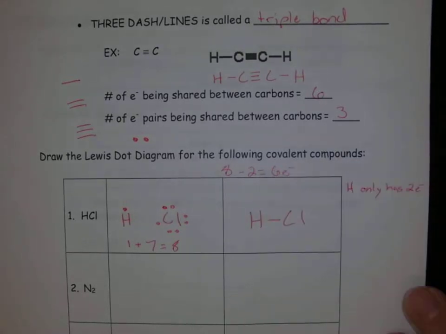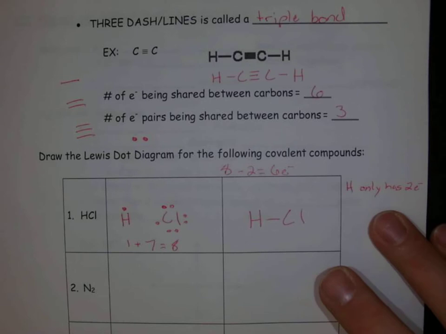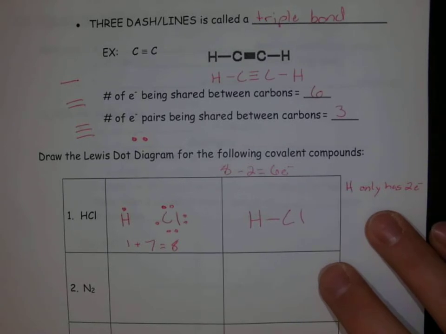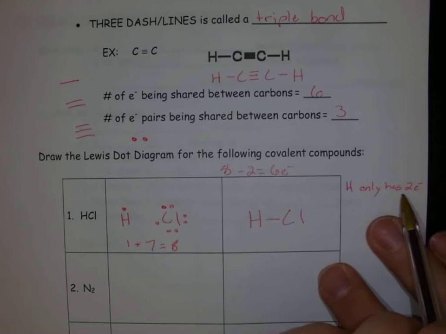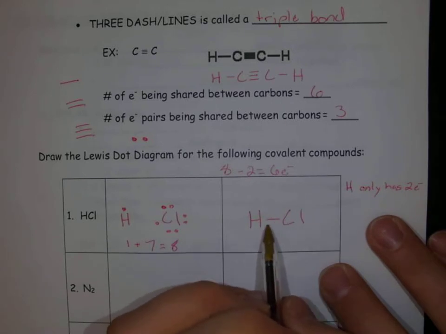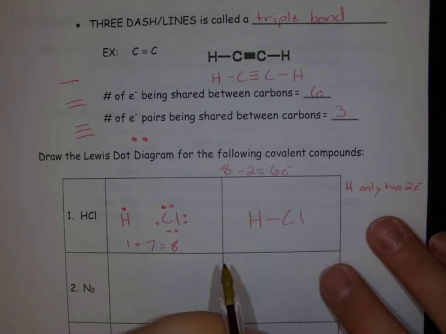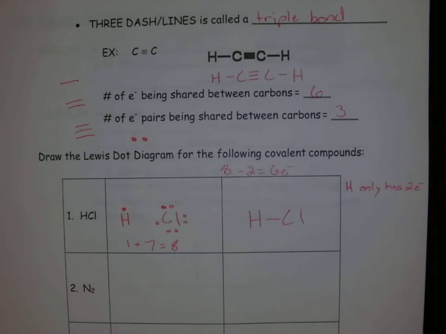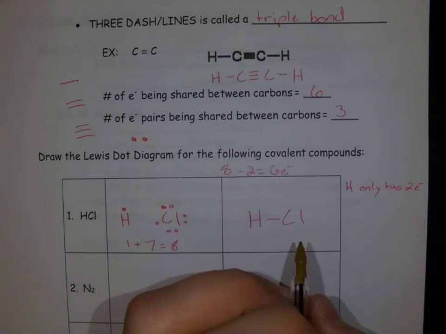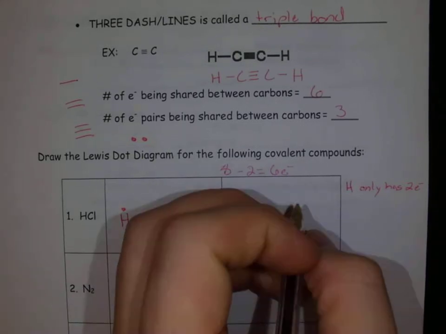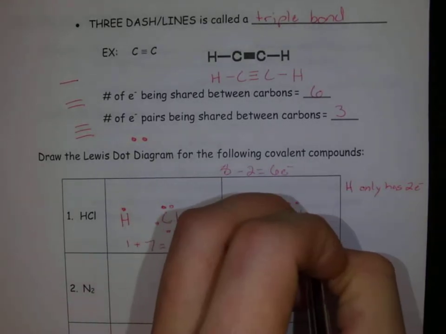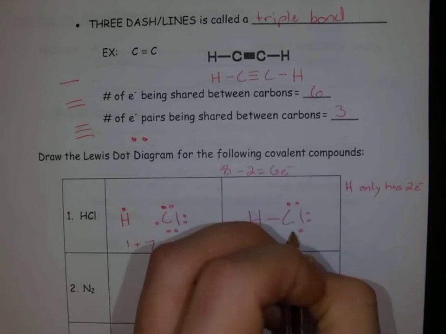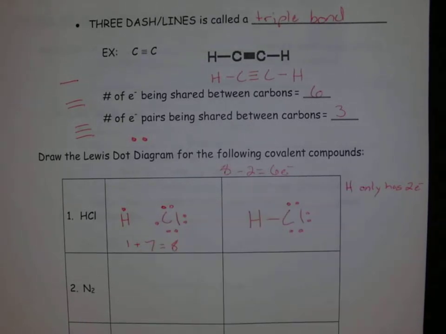That's a rule that we're going to want to remember: hydrogen has electrons that go into the first energy level, and the first energy level can only fit 2 electrons. In this case, we've got 2 electrons getting shared in that first energy level. We still have 6 electrons left. Chlorine does want electrons, so we're going to put 1, 2, 3, 4, 5, 6 electrons onto chlorine.